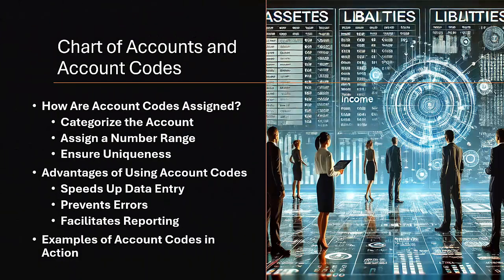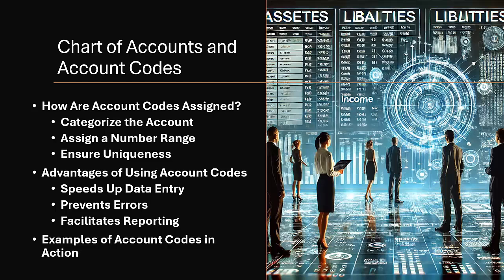How do account codes work? Businesses often use a numbering system to organize account codes. Accounts are grouped into categories, and each category is given a range of numbers. Example of account code ranges: assets, 1,000 to 1,999. Liabilities, 2,000 to 2,999. Equity, 3,000 to 3,999. Income, 4,000 to 4,999. Expenses, 5,000 to 5,999. Within these ranges, each specific account is given a unique code.